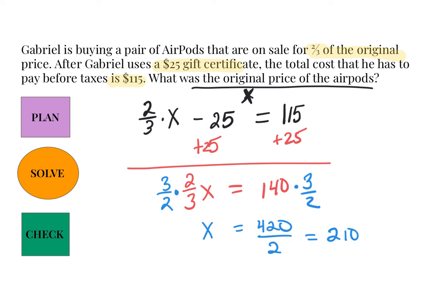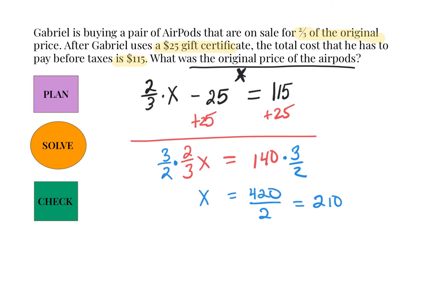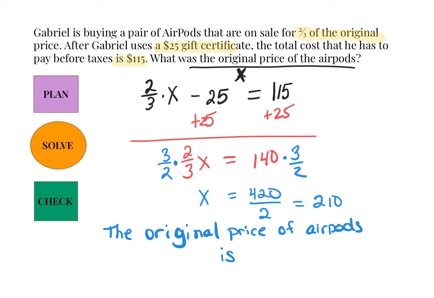So now I'm going to check my work. I am saying that the original price of the AirPods is $210. So I'm going to write a statement saying this: the original price of AirPods is $210. And that makes sense because if they were on sale, it makes sense that we're paying less for it.